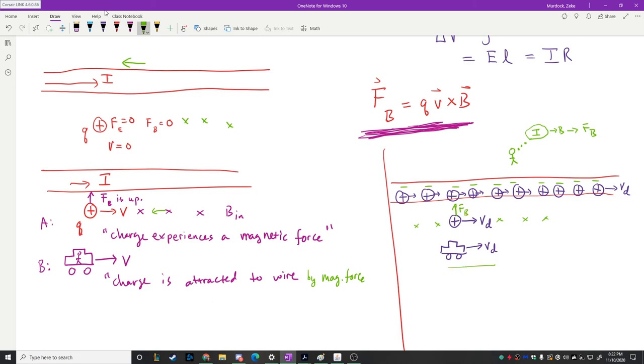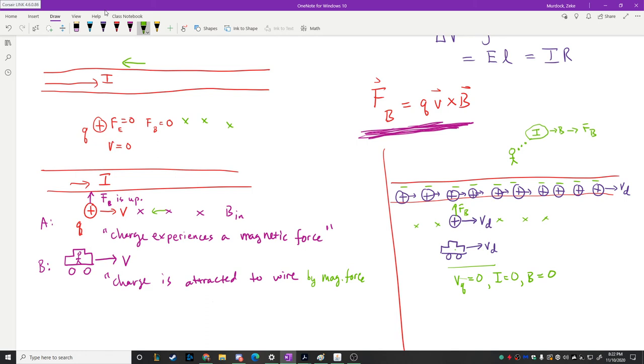Now, I'm in another system, and I'm moving relative to the charge. I'm moving at the same speed, so it looks like the charge is at rest. So this person says that the velocity of the charge is equal to zero, because I'm moving with it. And this person would also say that the current is zero, which means the magnetic field is zero. But nonetheless, this person has to observe the exact same reality.